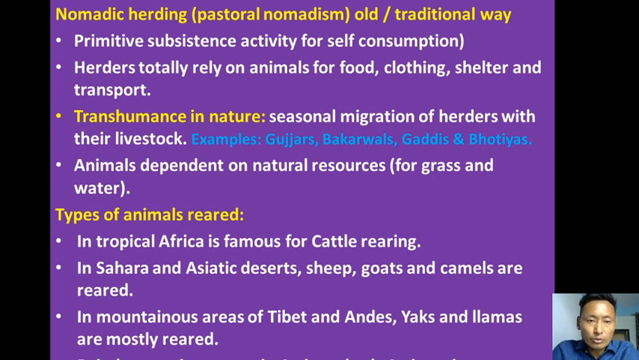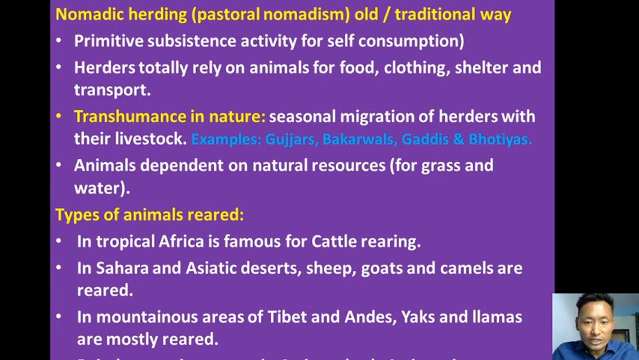Types of animal rearing. Based on geographical and climatic conditions, different types of animals are reared and grazed in different parts of the world. Following are the main regions and the animals reared there. Tropical Africa is famous for cattle rearing. In the Sahara desert region, sheep, goats and camels are usually reared because of geographical and climatic conditions.